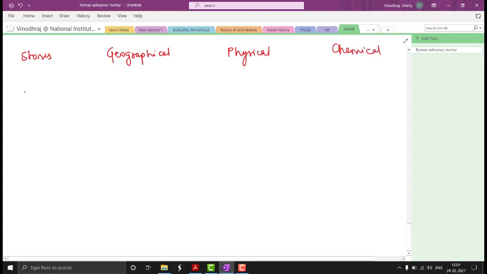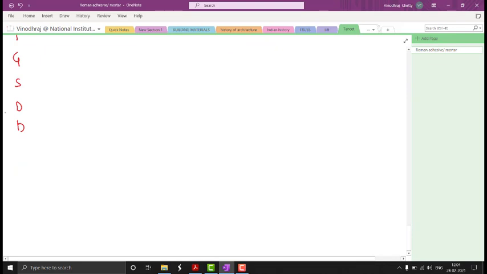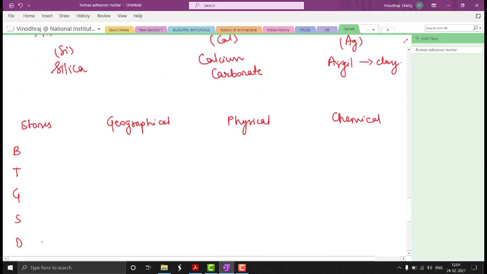Okay, so I basically remember it as B, T, G, S, D, D, then there is G, L, triple S, G, M, Q. Okay, so there are 14 stones over here.